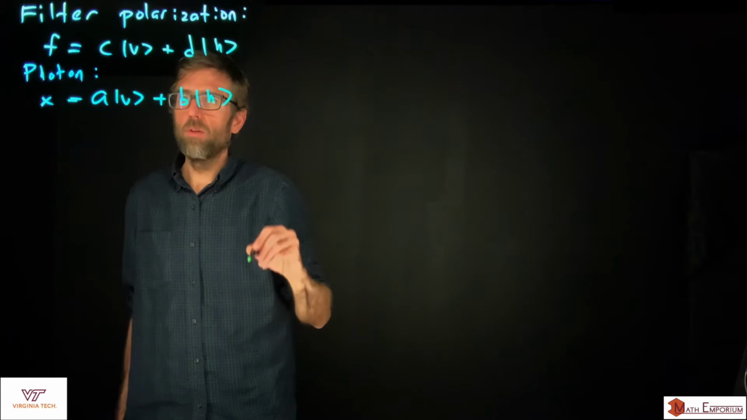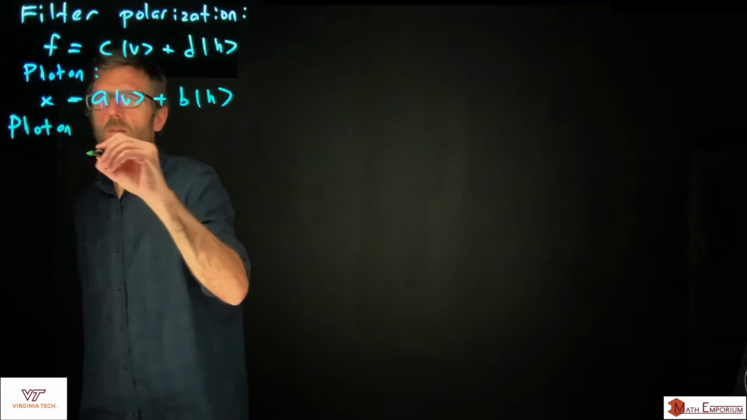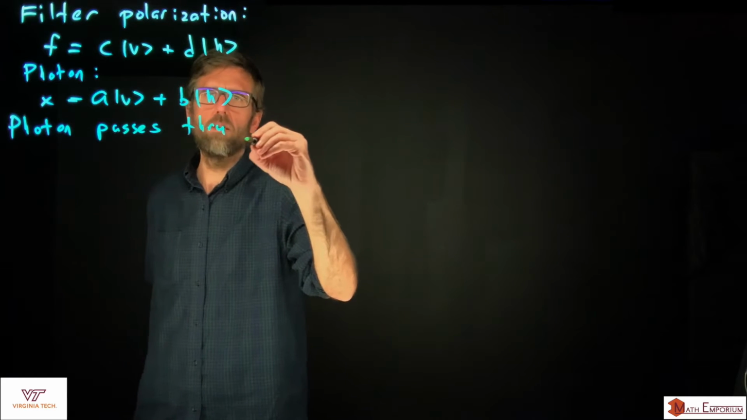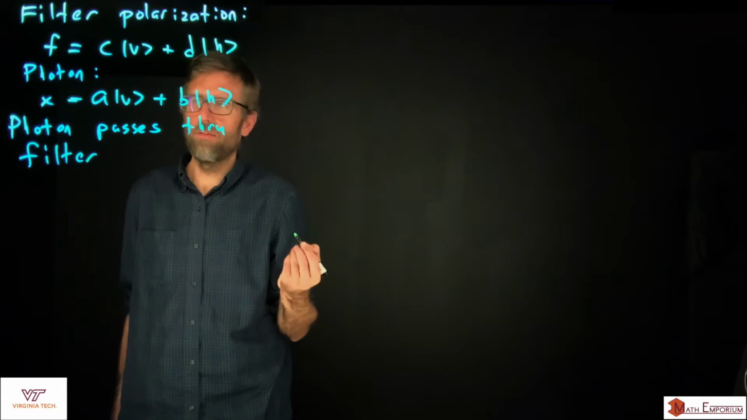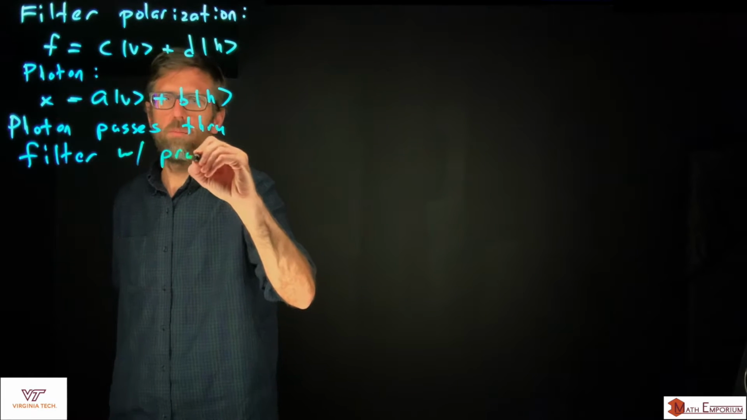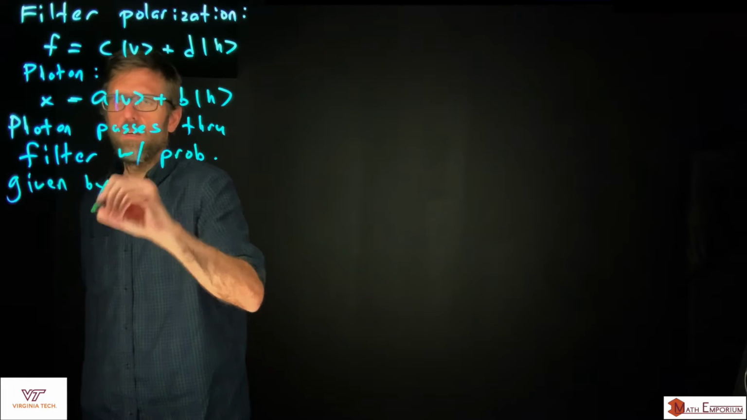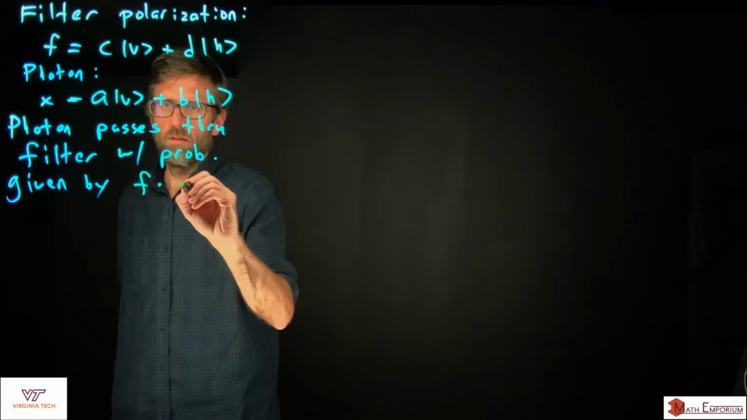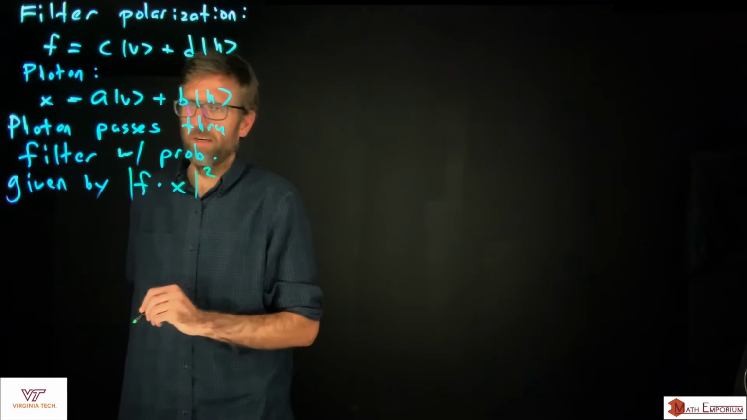All right, so the idea then will be that the photon passes through the filter. And again, this is sort of a non-deterministic process. So there's a probability that this happens, with probability given by the dot product of f and x, magnitude of that squared.